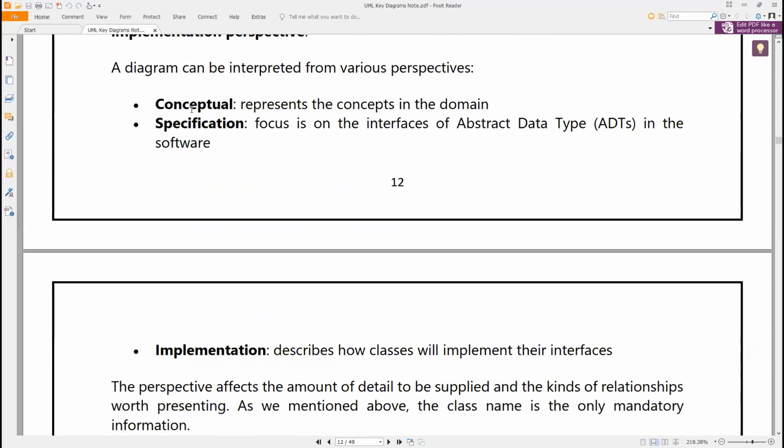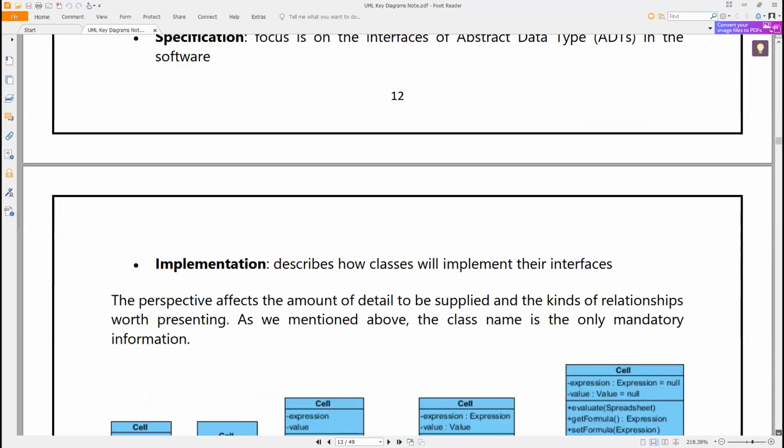So this is the same as the concept of database at different layers of abstraction. So conceptual means what? Represent the concept in the domain. Here we don't have a logical, we have what you call specification, which will focus on the interface of abstract data types. And implementation refers to how the classes will be implemented, how the class will implement the interface. So let's look at this example.